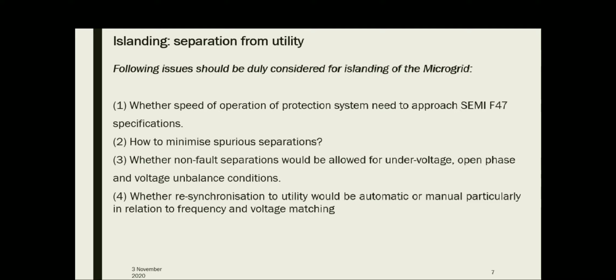These are some of the points or issues that should be duly considered for islanding the microgrid. You can see whether the speed of the operational protection system needs to approach the criteria given by SEMI F47 specification. Second is how to minimize the spurious separations. The third one is whether non-fault separation would be allowed for under voltage, open phase and voltage unbalance conditions. And fourth one is whether resynchronization to utility would be automatic or manual, particularly in relation to frequency and voltage matching. And also we can consider separation protection limitations imposed by exporting microgrids.